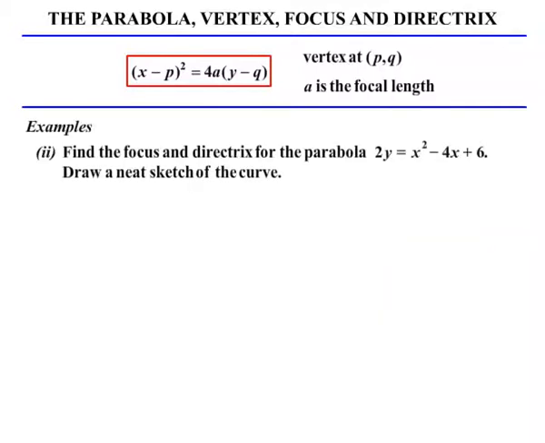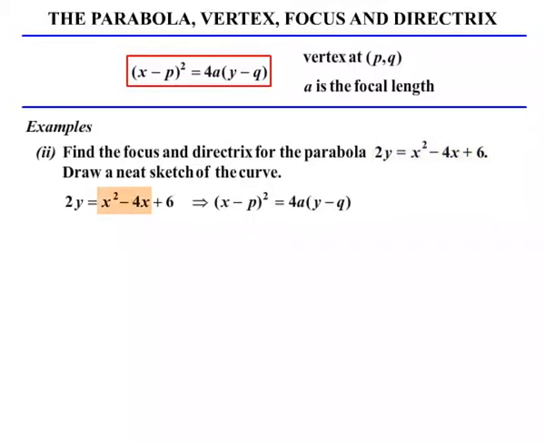The next one, we need to find the focus and directrix for the parabola 2y equals x squared minus 4x plus 6. And again, draw a neat sketch of the curve. Now let's just write down the equation we've got.